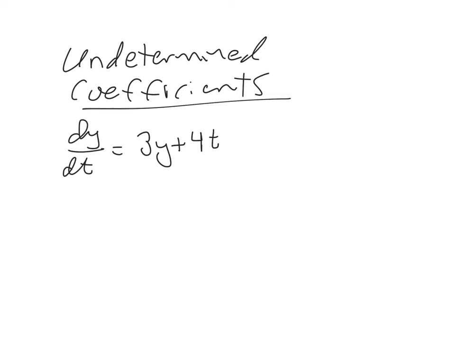All right, here's another video on undetermined coefficients. So the differential equation that we're after this time is dy/dt equals 3y plus 4t. And I want you to stop and think about this. Is this differential equation separable? We know that separation of variables is oftentimes the easiest way to solve a differential equation.